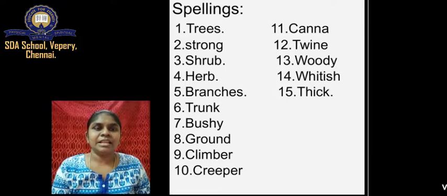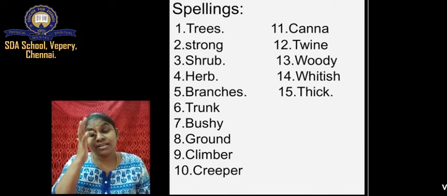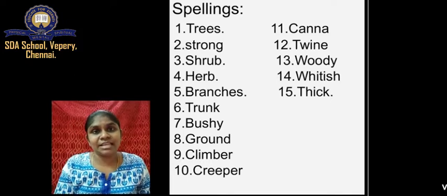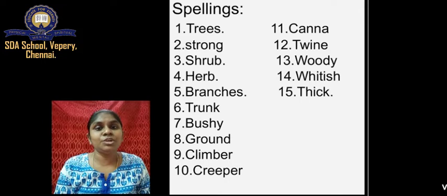11th one, canna, C A N N A, canna. 12th one, twine, T W I N E. 13th one, woody, W O O D Y, woody. 14th one, whitish, W H I T I S H, whitish. 15th one, thick, T H I C K, thick. So these are all the spellings.